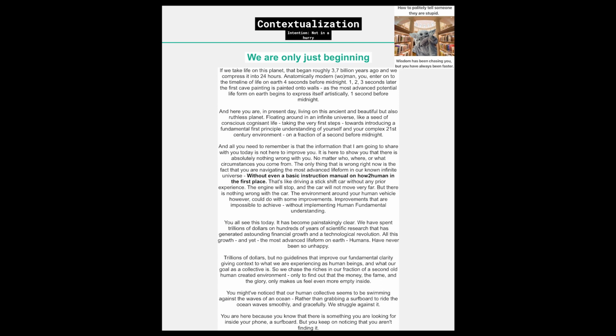And here you are, at present day, living on this ancient and beautiful but also ruthless planet, floating around in an infinite universe like a seed of conscious, cognizant life, taking the very first steps towards introducing a fundamental first principle understanding of yourself and your complex 21st century environment on a fraction of a second before midnight.